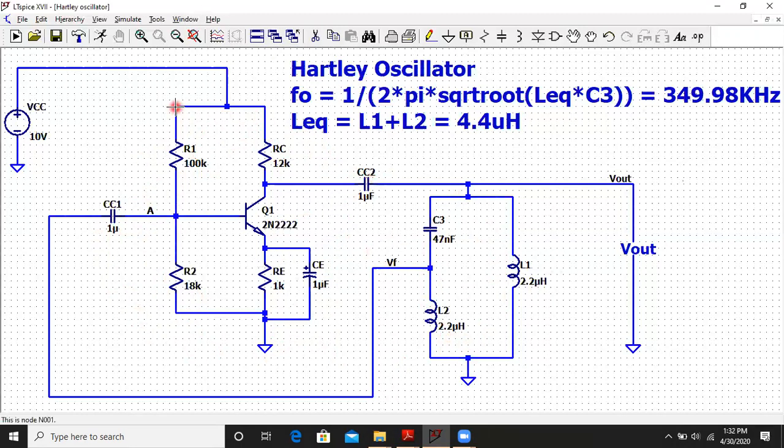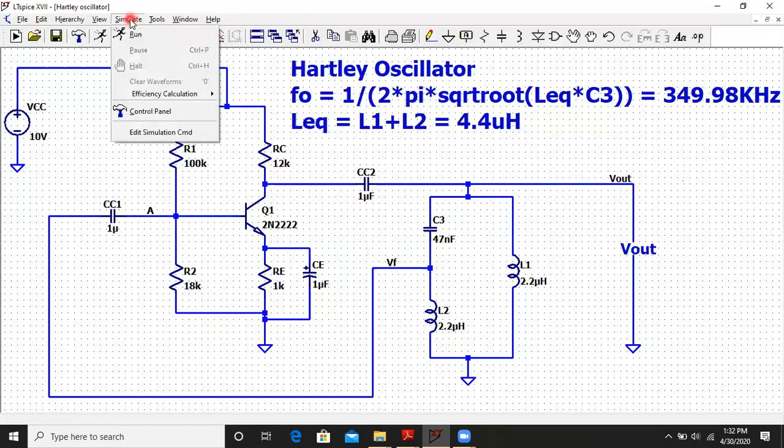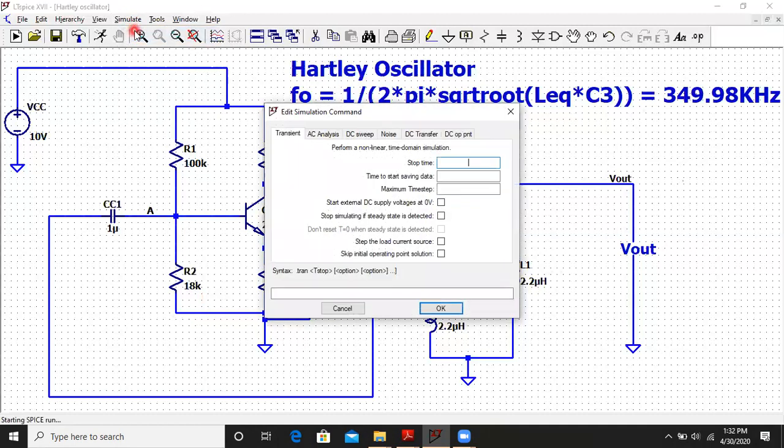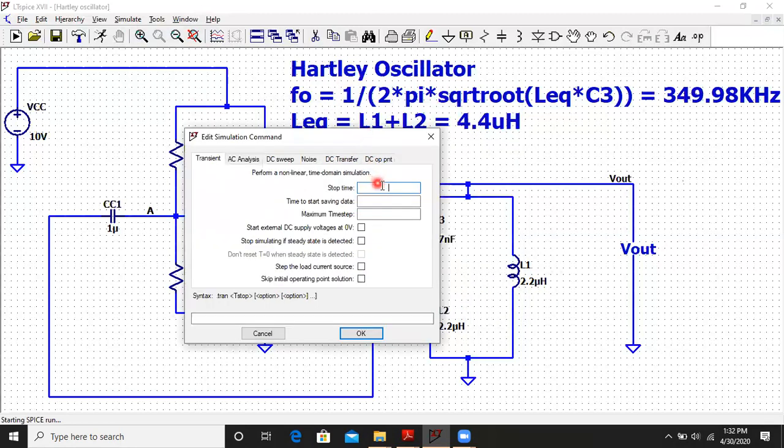The entire circuit is powered by a 10 volts DC power supply. Now let us simulate it. For simulation, go to simulate and click on run. Now remember, we have to plot the output versus time. So we have to give a suitable time. Let me give time as around 50 milliseconds and I click on OK.